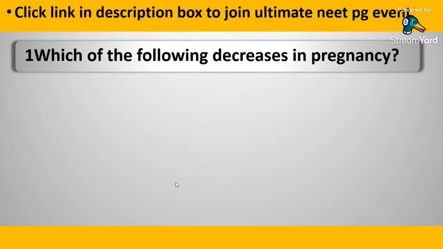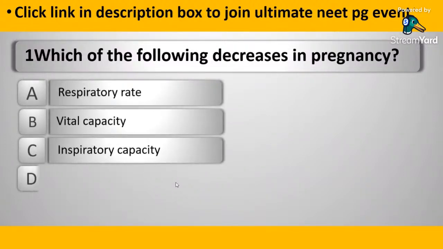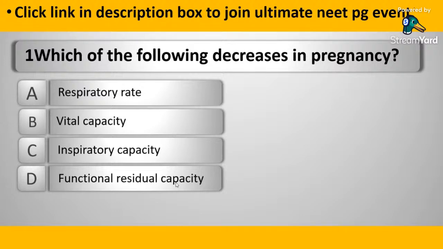Which of the following decreases in pregnancy? Let us look at the options. A. Respiratory rate. B. Vital capacity. C. Inspiratory capacity. And D. Functional residual capacity. So, which decreases in pregnancy?